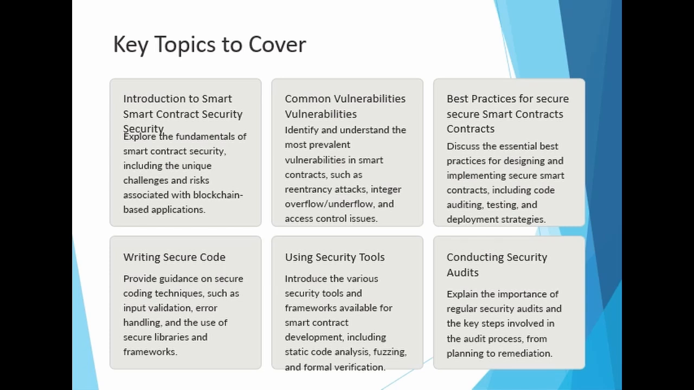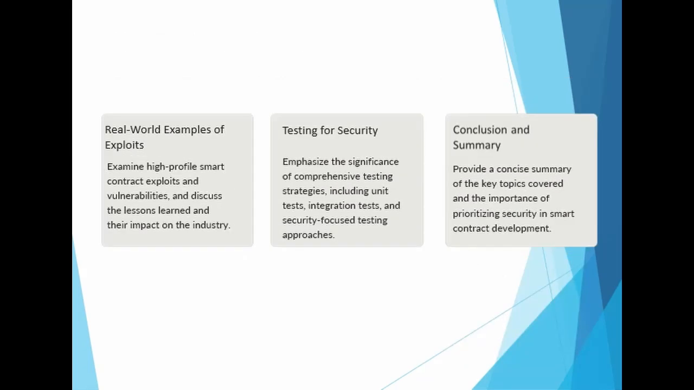Then we shall understand the most common vulnerabilities in smart contracts. We will also discuss the best practices for implementing secure smart contracts, including code auditing, testing, and deployment strategies. We will look at writing secure code, using security tools, and conducting security audits. Then we will look at two examples of real world exploits and the significance of comprehensive testing strategies.